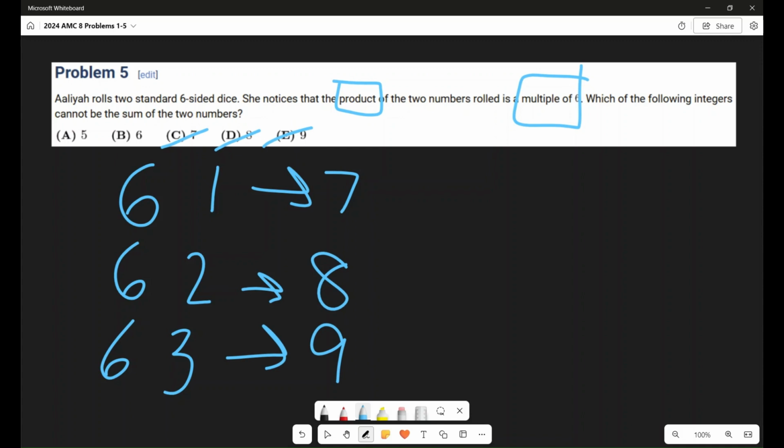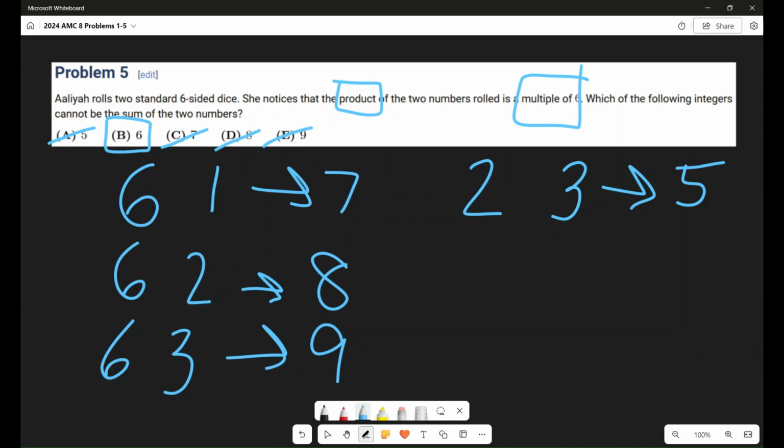So let's try to show that one of those is possible. So other than rolling a 6, how else do we make a multiple of 6? Well, we're going to need a factor of 2 and a factor of 3. So let's try those numbers, 2 and 3. And we see that those add up to 5. We can eliminate 5. And if you're in the test, you can just shade in B and move on.